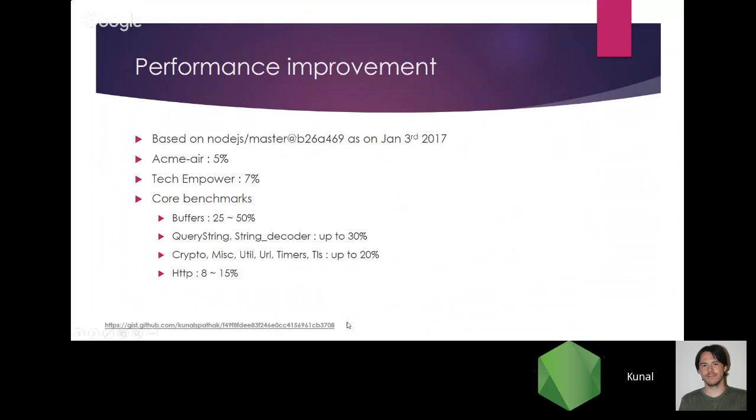The detailed individual benchmark improvements are listed in my GitHub. But just to summarize, buffer has a 25 to 50% improvement. Query string has up to 30%. The crypto, util, timers have up to 20% improvement, and HTTP had about 15% improvement. And that's again without hand coding anything. It's just running the training scenarios and recompiling the Node binary with that training scenario. I didn't have to do anything else, and I could see these improvements in all these benchmarks.